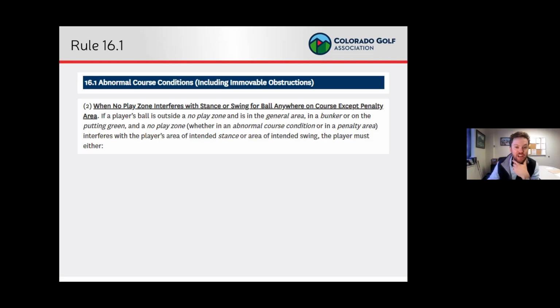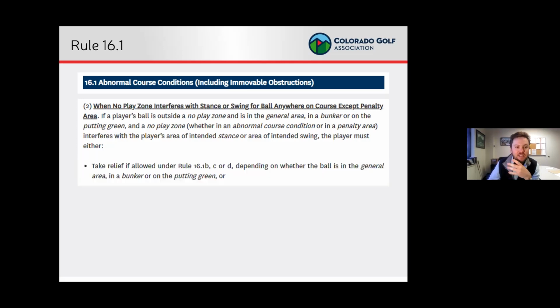If a no play zone, whether in an abnormal course condition or in a penalty area, interferes with the player's area of intended stance or area of intended swing, the player must, and there's no may here, this is mandatory, take relief if allowed under Rule 16.1b, c, or d, depending on the ball. It cascades: general area B, bunker C, putting green D, so it matches up with the corresponding rule number. Or the player can take unplayable ball relief under Rule 19. We don't get into that here. That's Rule 19. We'll leave it there.